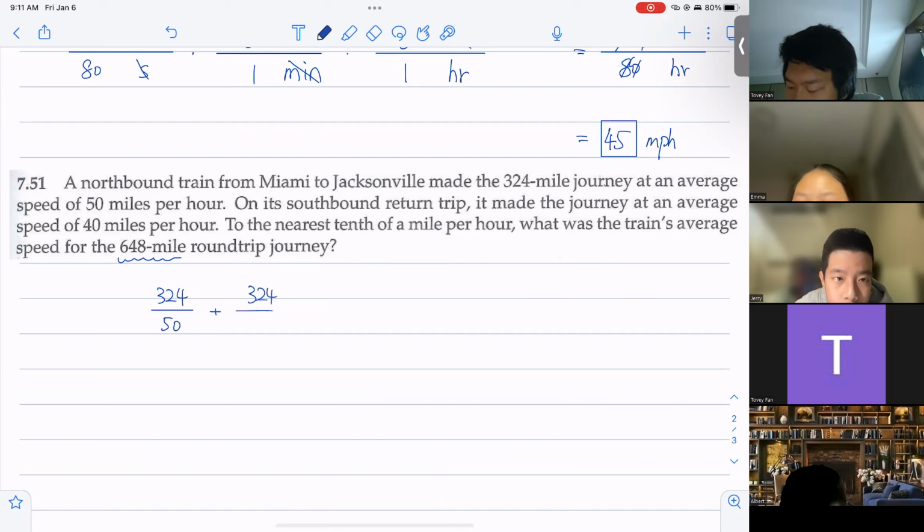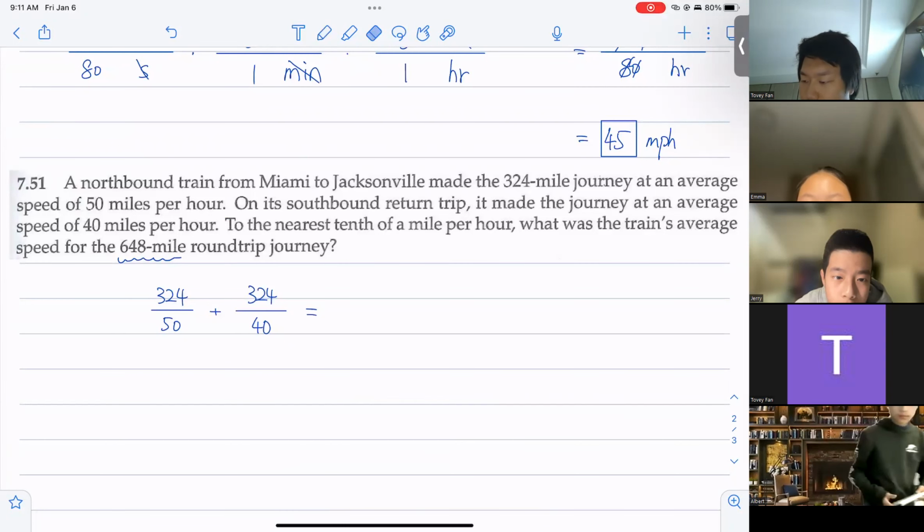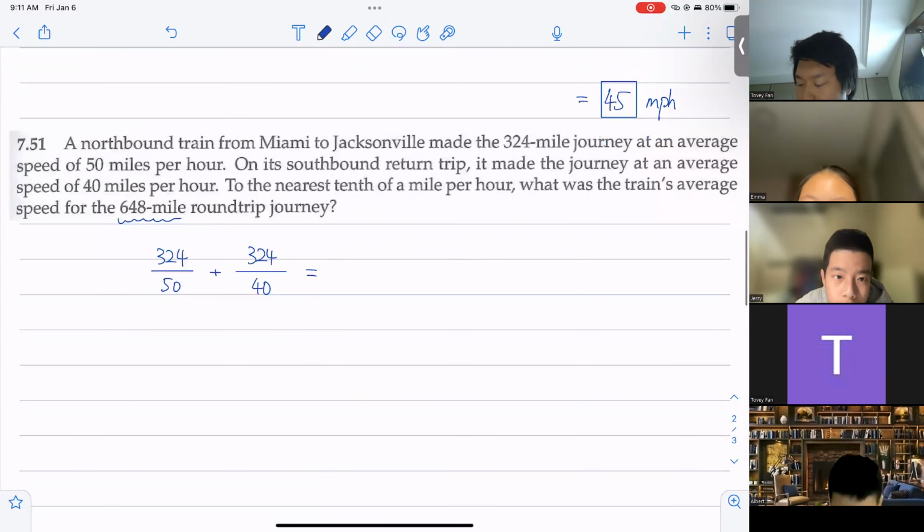324/40. Exactly. This gives you the total time, right? So when we calculate this, I can use a calculator. It's not hard to calculate by hand, okay? If you want to calculate by hand, it's not hard either. But okay, I'll just use the calculator. It will be 14.58 hours.